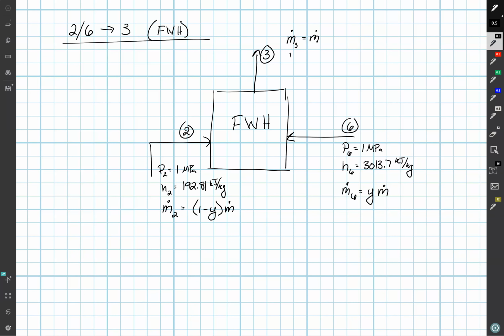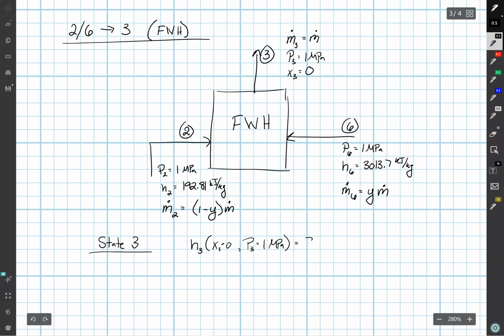We're not quite done yet because we were told P3 obviously is the same, 1 megapascal, and X3, we're told that it's a saturated liquid coming out. So we can look up state 3, which is going to be at 0 quality and 1 megapascal. And if we look that up, that's 762.8 kilojoules per kilogram. So what we're saying is we're mixing some amount of 192.8 and some amount of 3,000, and we're ending up with 762. Let's do the actual energy balance to be able to figure that out.